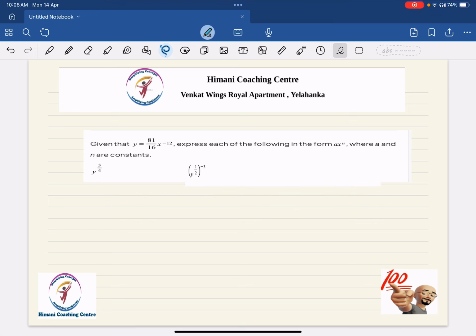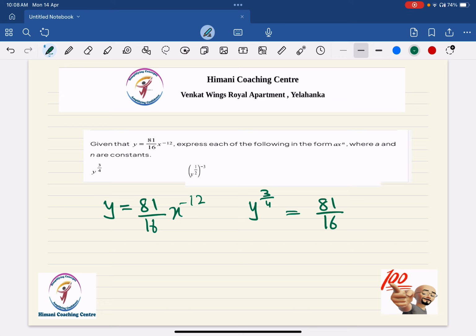So now see, we are given that y is equal to 81 by 16 x to the power minus 12. So if we have to find y to the power 3 by 4, what are we supposed to do? We are supposed to do 81 by 16 x to the power minus 12 whole to the power 3 over 4.